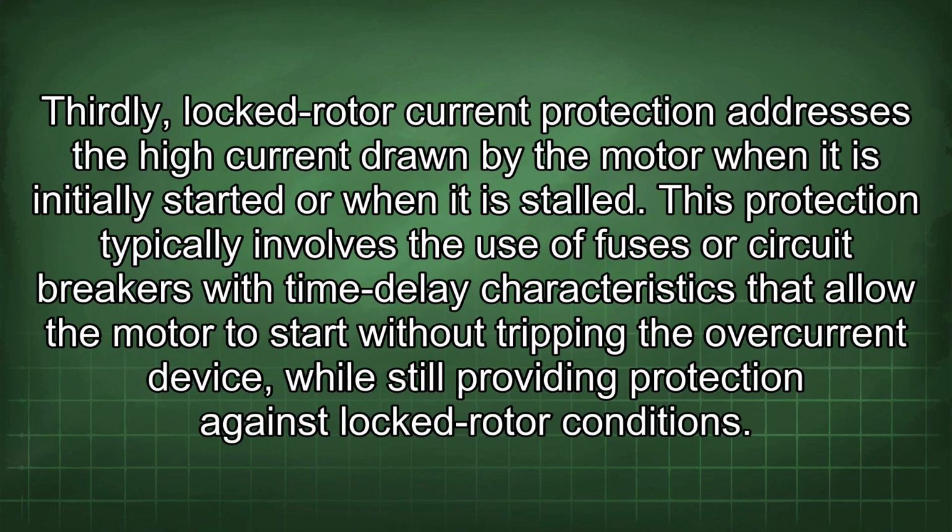Thirdly, locked rotor current protection addresses the high current drawn by the motor when it is initially started or when it is stalled. This protection typically involves the use of fuses or circuit breakers with time delay characteristics that allow the motor to start without tripping the overcurrent device, while still providing protection against locked rotor conditions.